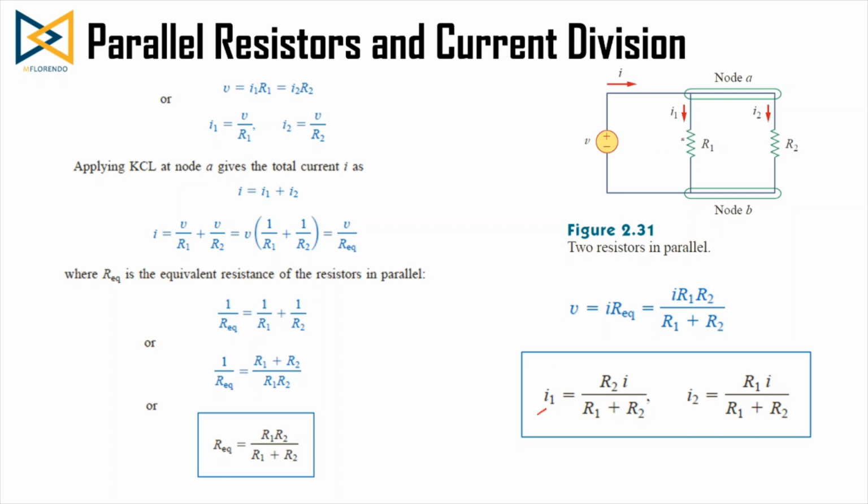So, I1, yung current na dadaan kay R1, that is equal to R2 over the sum of the resistances. Si I2 naman, yung current na dadaan kay R2, that is equal to R1 over the sum of the resistances multiplied by the source ulit. Kasi, I mean, not the source, but the total current. Okay, kasi madidivide nga yung total current sa dalawa.